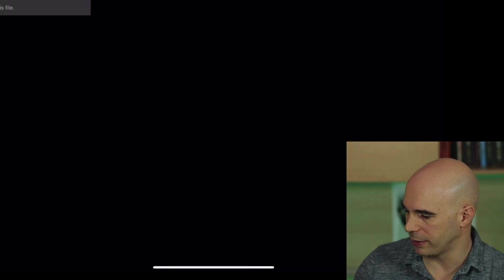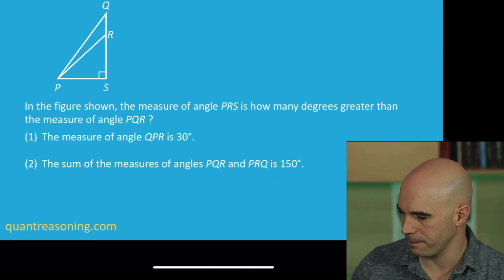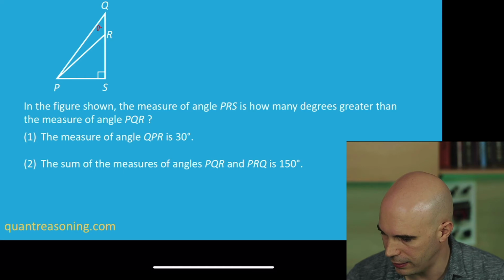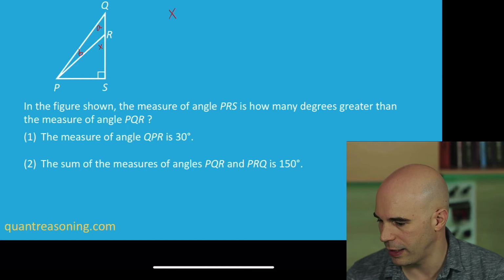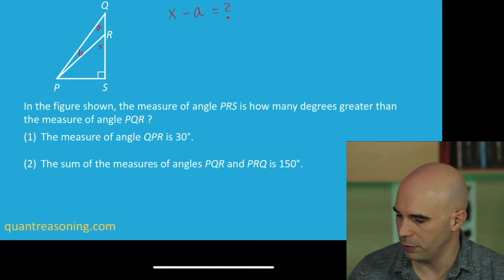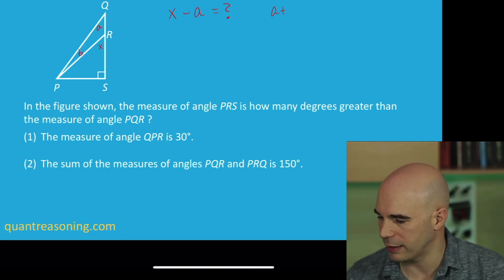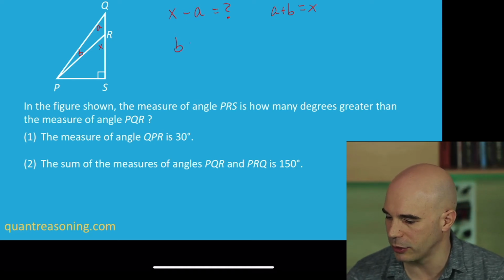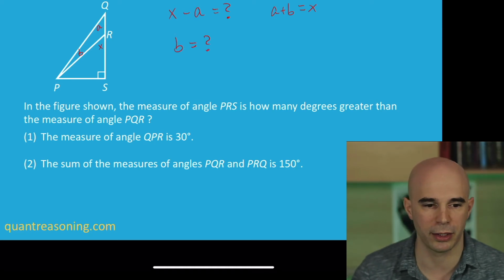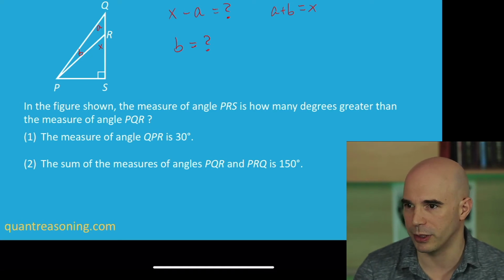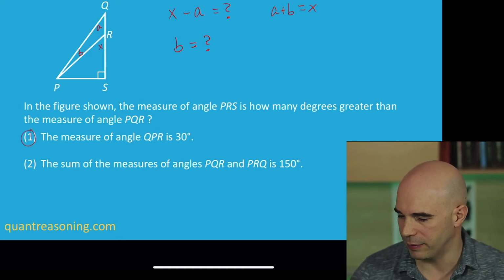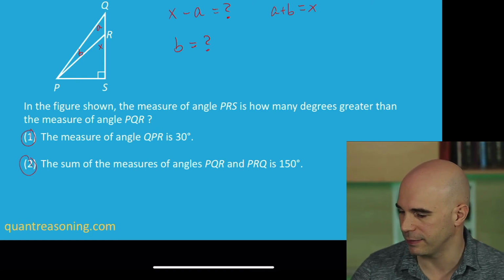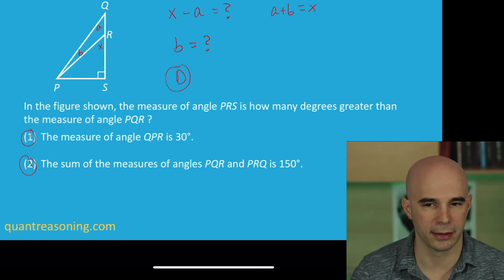Let's use some letters to make this clearer. Let's call this A, B, and we'll call this X. They're asking us what's X minus A, but we know that A plus B is X because of the exterior angle rule. So if they're asking what's X minus A, they might as well just ask what's B. That's really what the question is asking. So we can rephrase the question to what is B, and each statement on its own gives us the answer. So the correct answer is D.